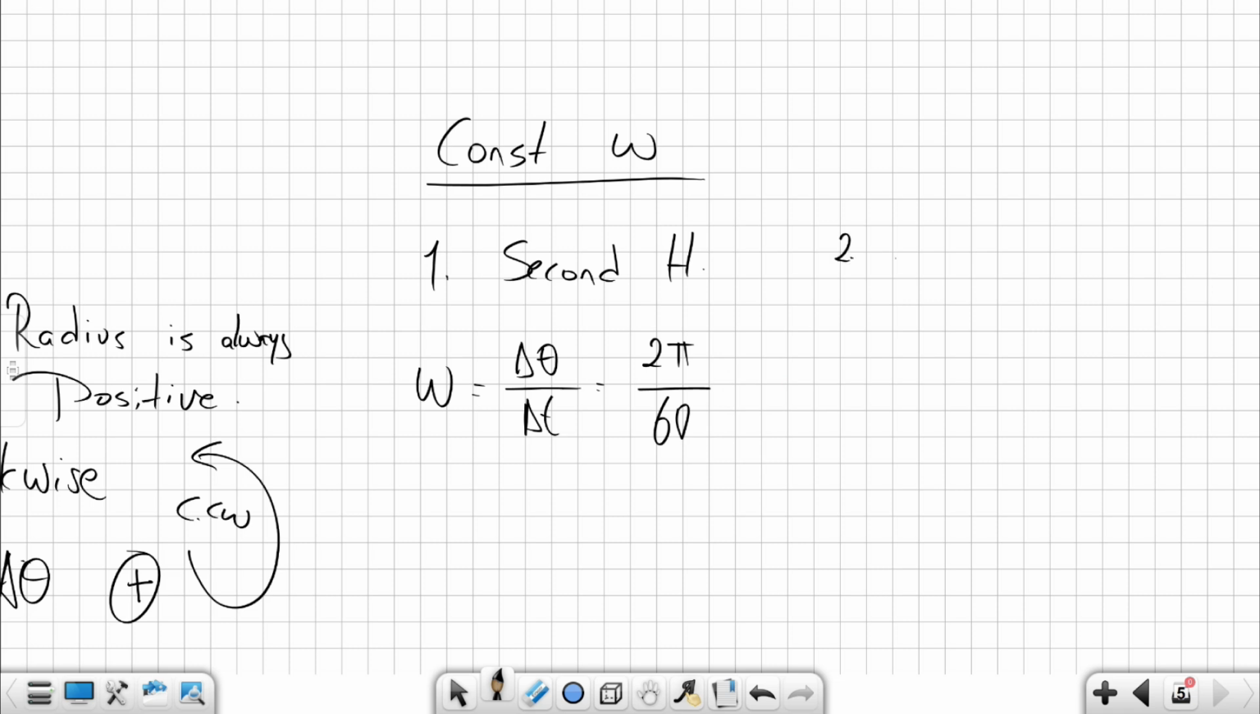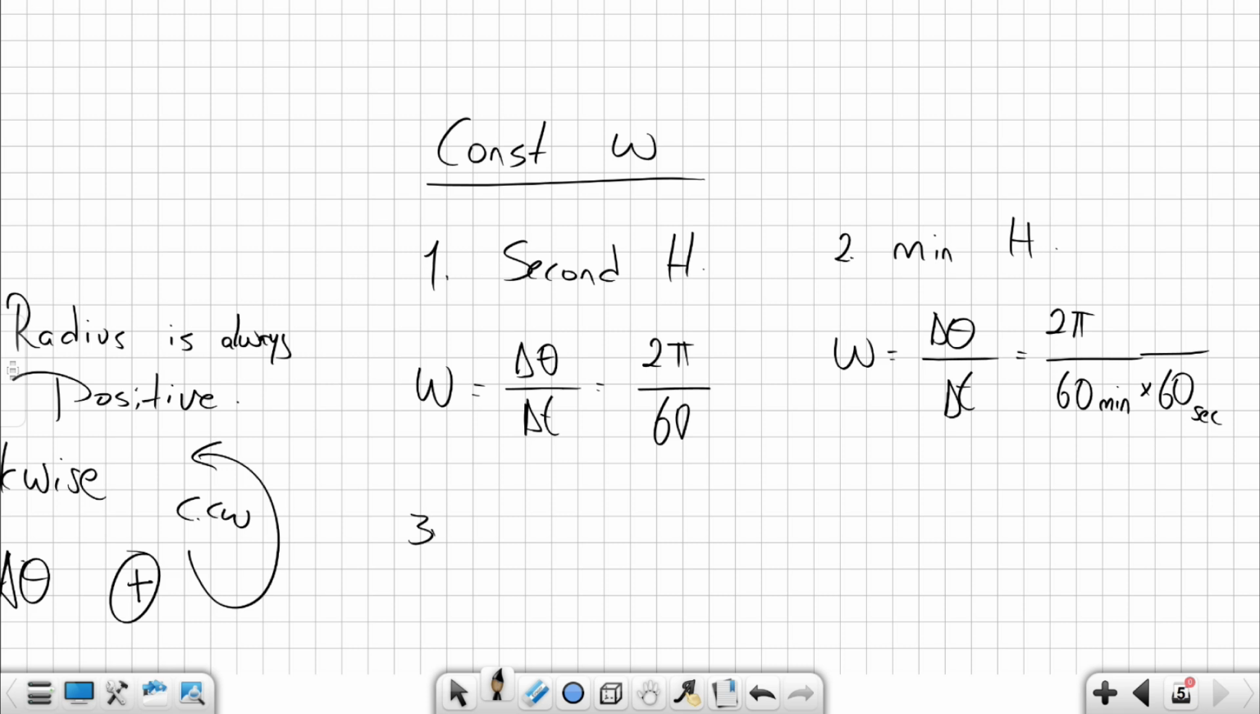The second one is the minute hand of a clock. Again, write the equation. The minute hand of a clock completes one cycle. One cycle is again 2 pi. It completes one cycle in 1 hour, which is 60 minutes. We have to convert into second, multiplied by 60 seconds, and you will get the answer.